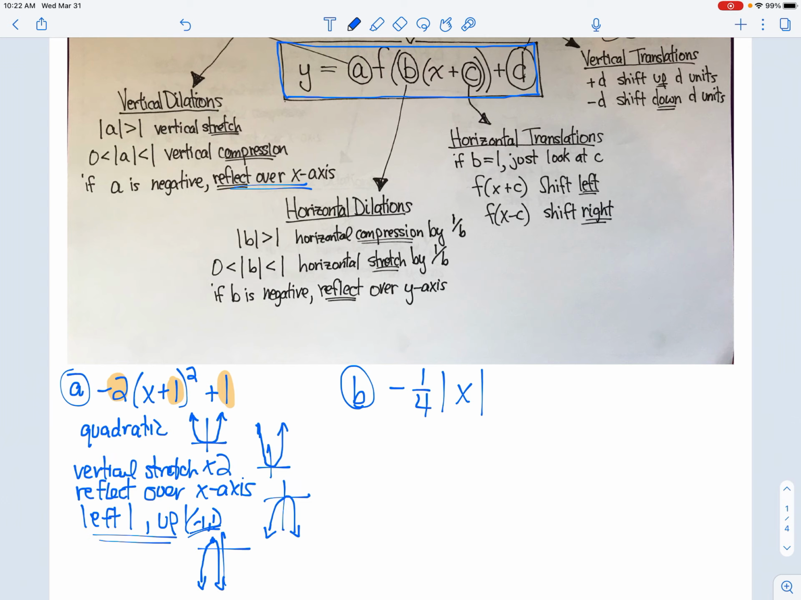Okay, the second one, B: negative 1/4 times the absolute value of x. This is an absolute value function. That 1/4 on the outside means it has undergone a vertical compression because it's a fraction between 0 and 1. So that is a vertical compression by 1/4. And then the negative sign indicates a reflection also over the x-axis.